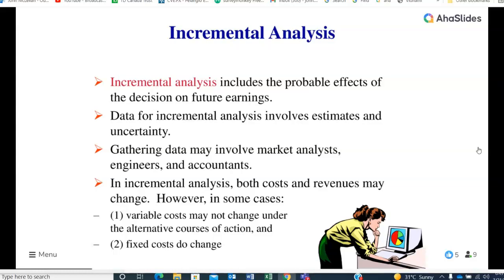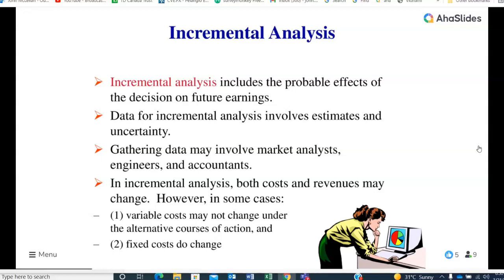Incremental analysis includes the probable effect on future earnings. Of course, we look at the effect on the earnings of each alternative, and we choose the alternative that leaves us better off. Now, we are bringing in estimates here, so there's a level of uncertainty regarding some of that financial data, because we're making a decision, choosing between possible courses of action in the future. So you see all the data we are using are estimated. They're based on past data, but they're estimates.